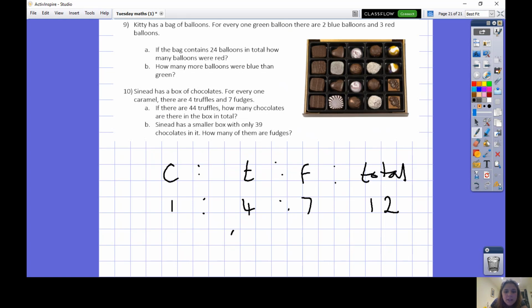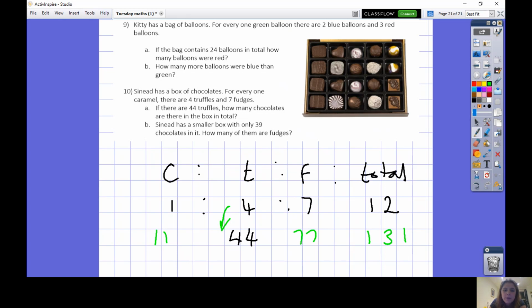In a box, there are 44 truffles. How many chocolates are in the box altogether? What have I multiplied that by? I've timesed by 11. So times everything by 11, that's 11, 77, and 12 times 11 is 131. There are 131 chocolates.